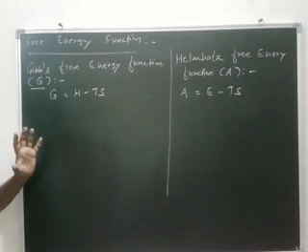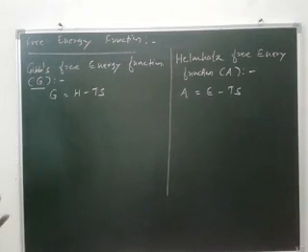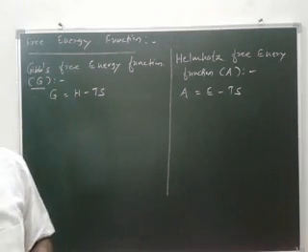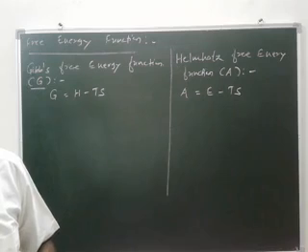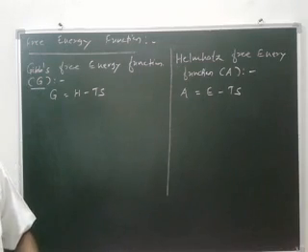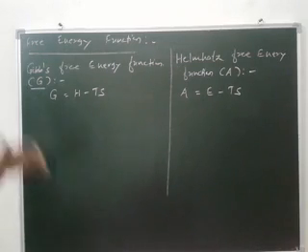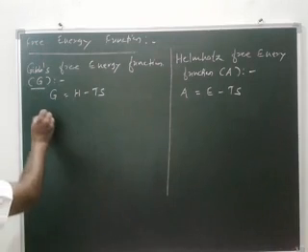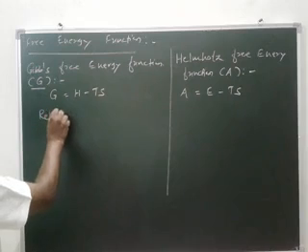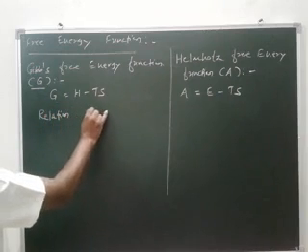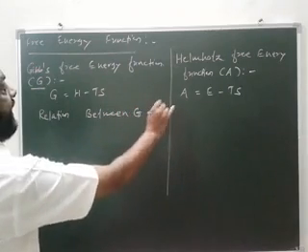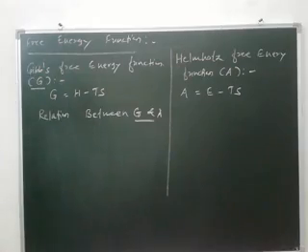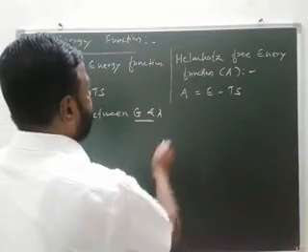Now we see here, both these equations we have to know. That is, G is equal to H minus Ts, and A is equal to E minus Ts. Now, next point, we are going to discuss the relation between G and A. Next point is the relation between G and A.